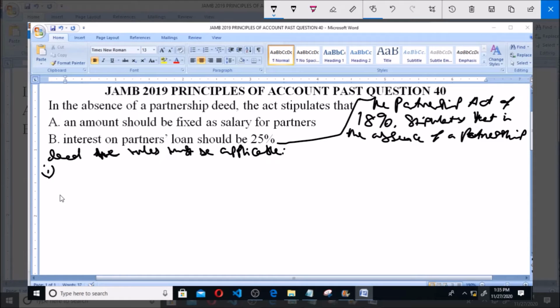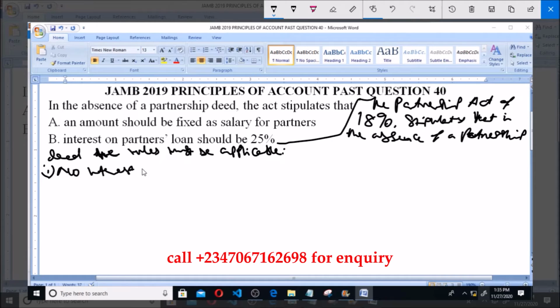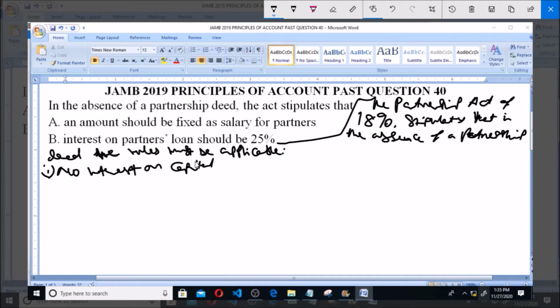1. That there shall be no interest on capital. The partners must not have interest on capital.